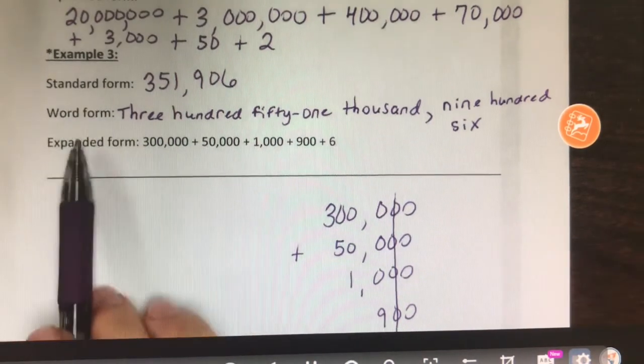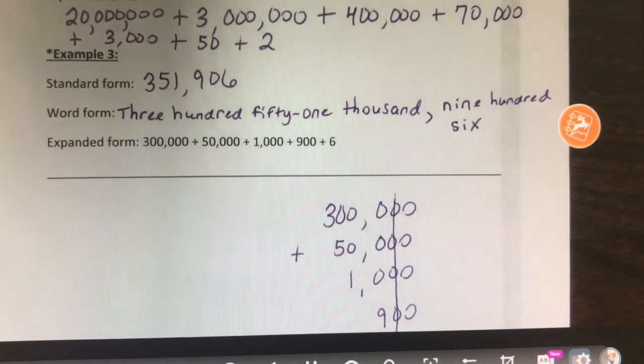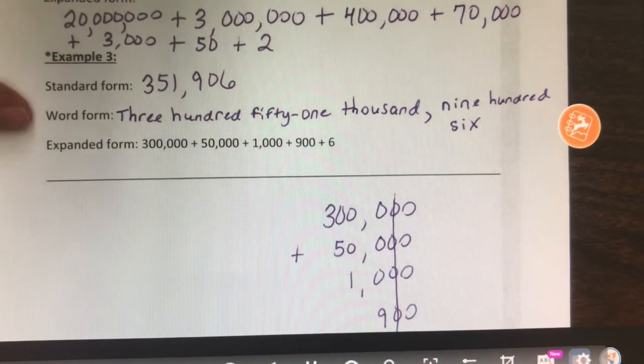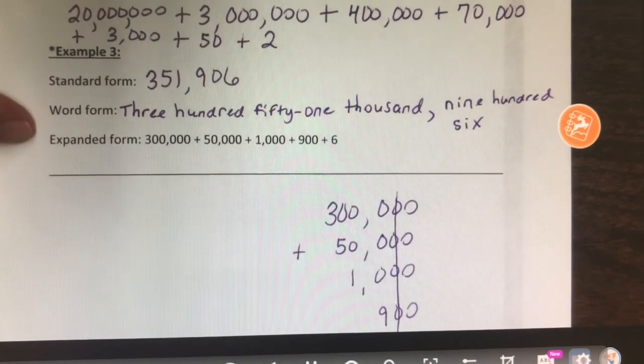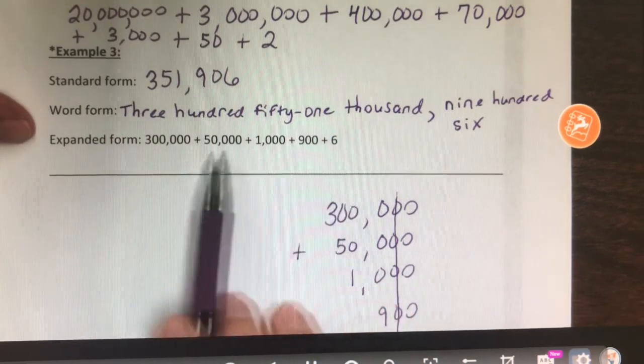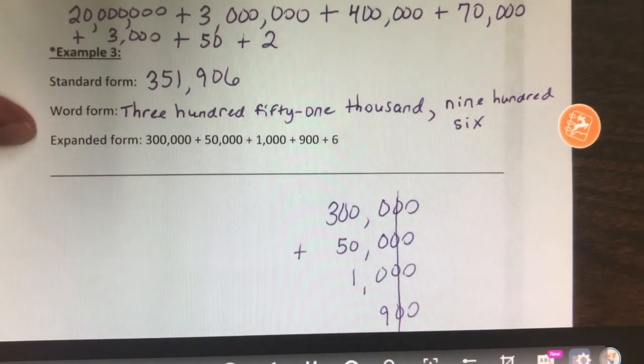Okay, so we have standard form, word form, and expanded form. So standard form is written with numbers, word form is written with words, and expanded form is written as the sum of the digits and their values. Okay, so go ahead and go on to the next page with the practice problems and use this guide to help you answer those.